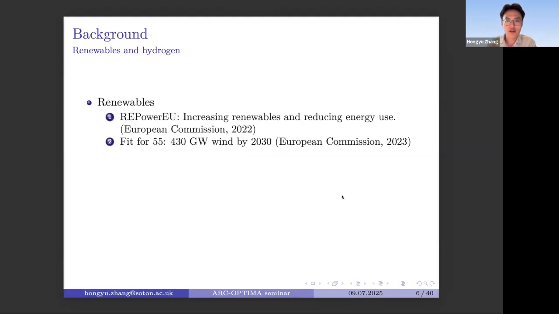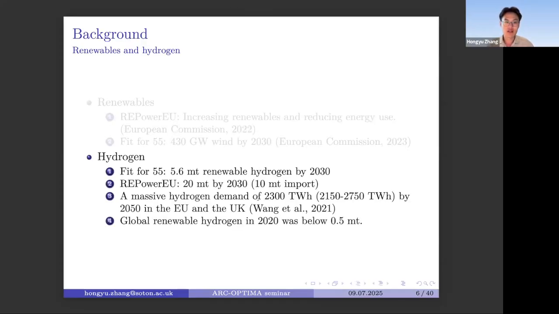Like I mentioned in the first slide, the EU aims to make investments in 300 gigawatt offshore wind, but also in some other policy packages like Fit for 55. It aims to have 430 gigawatt wind, not only offshore but also onshore by 2030. Again, on the hydrogen side, we have a lot of policies, Fit for 55, REPowerEU, that aim to really boost the production of green hydrogen.